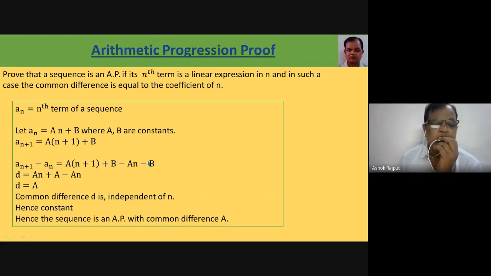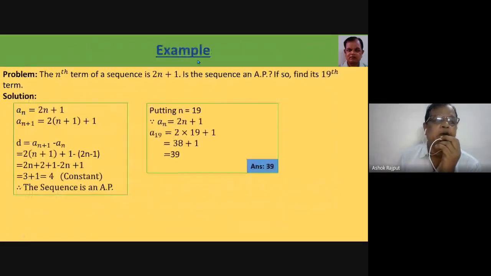This way, as we have explained already in an example also, it is the method to prove that the nth term of the given sequence is in AP. So next, example problem. The nth term of the sequence is 2n plus 1. Is the sequence in AP? If so, find the 19th term.